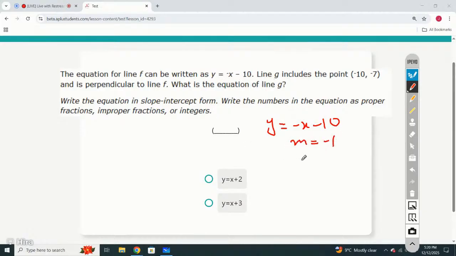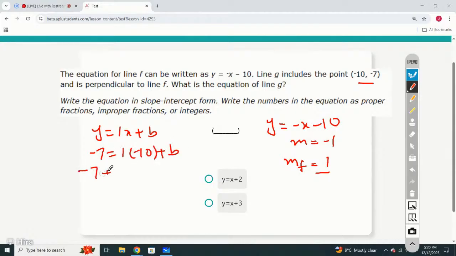Because the lines are perpendicular, their slopes are negative reciprocals. So the slope of line G is positive 1. Use this slope and the point and calculate the value of b. y equals 1x plus b. So negative 7 is 1 times negative 10 plus b. So negative 7 plus 10 equals b, and b equals 3.